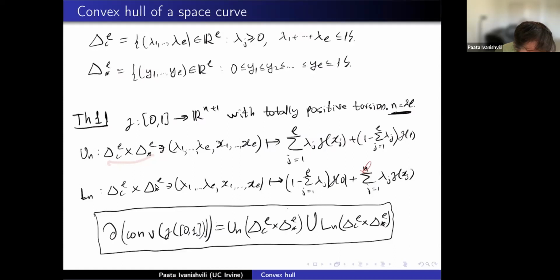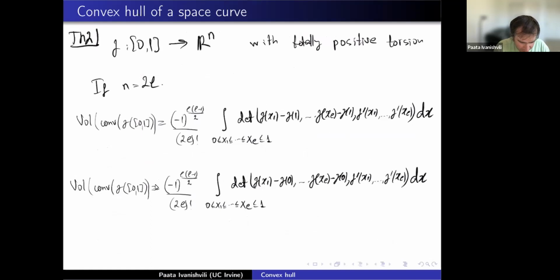There is a trick which allows you to also, if you know the parameterization of the boundary, it doesn't quite give you a parameterization of the whole convex hull, but there is a trick which allows you to go inside the convex hull and parameterize the whole interior of the convex hull, to construct actually a diffeomorphism.